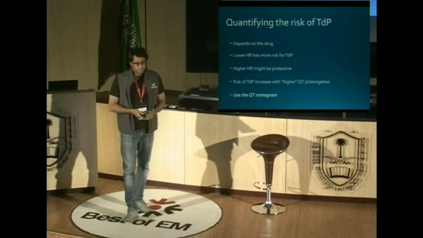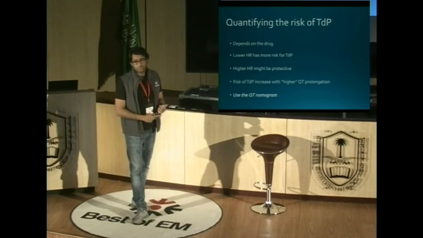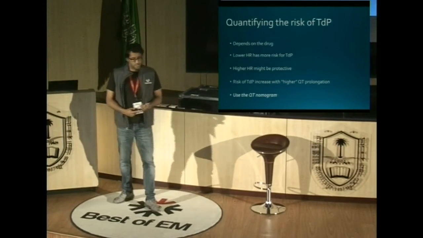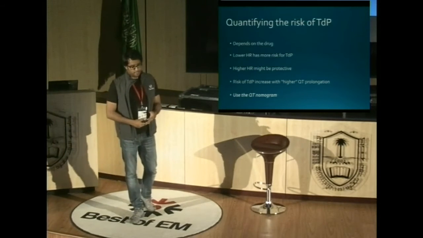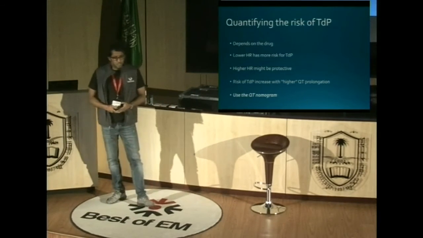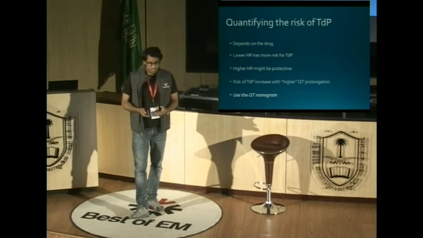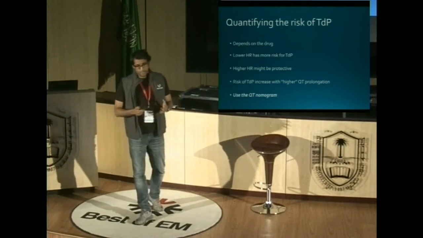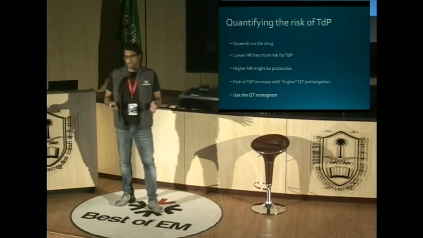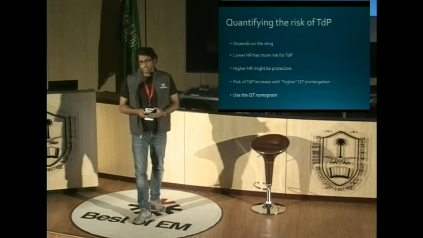So, in summary, when you quantify the risk of torsade, it depends on the drug. It also depends on the patient. I forgot to mention, it's his electrolytes and his comorbidities. Lower heart rate has more risk of torsade. Higher heart rate might be protective. And of course, the degree of QT prolongation: the higher, the more risk that you will develop torsade. And last but not least, use the QT nomogram.